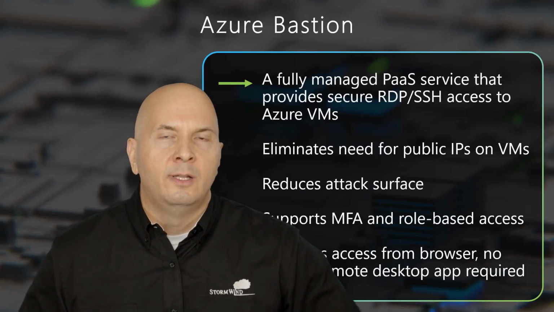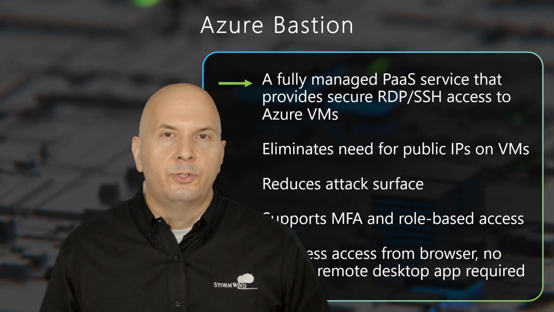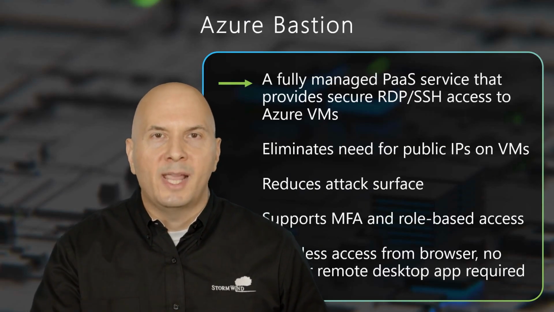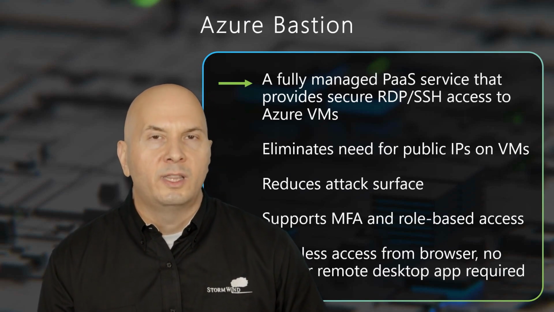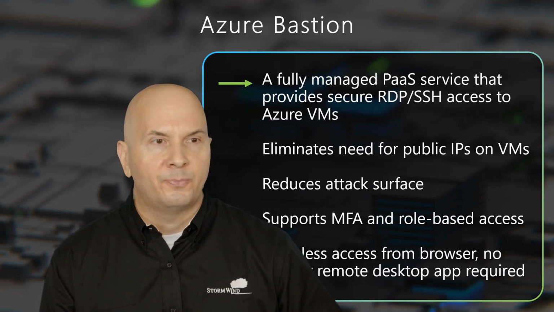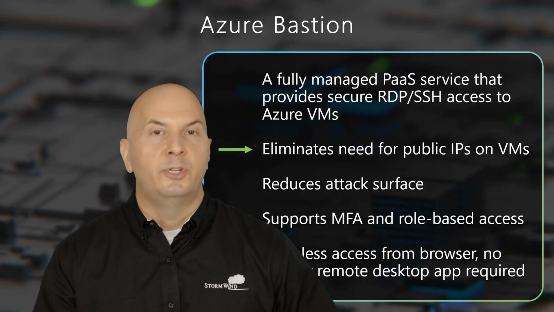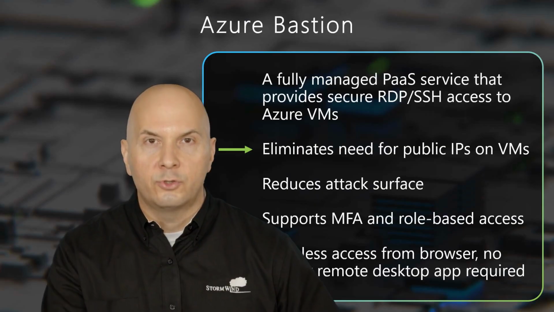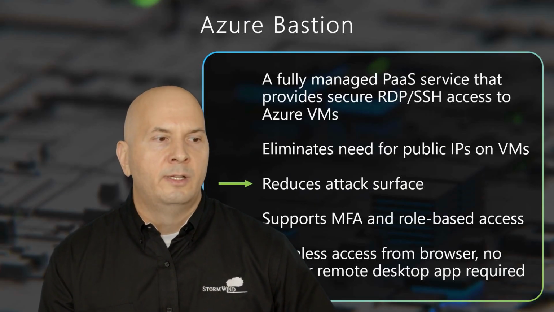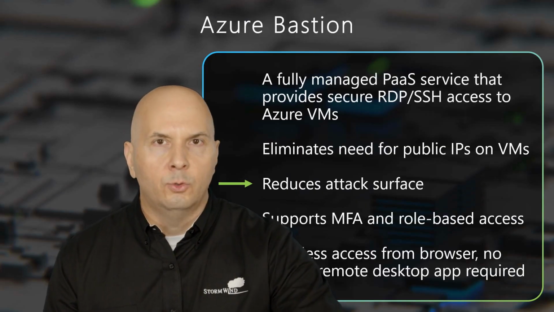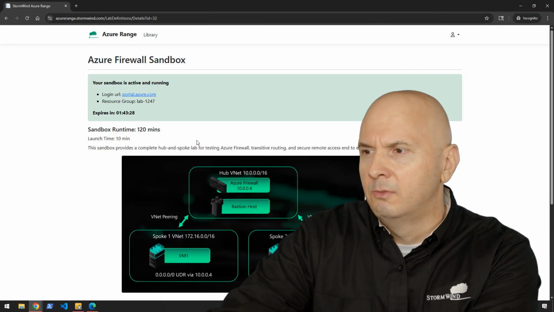So Azure Bastion is a PaaS type service for remote administration. This is a way for us to go through a Microsoft managed remote administration infrastructure, and we deploy this along with the Azure Firewall sandbox. This eliminates the need for public IPs on your virtual machines. You don't need to RDP or SSH directly to virtual machines. You can go to the Bastion. It reduces the attack surface for you, supports MFA. It's insanely cool.